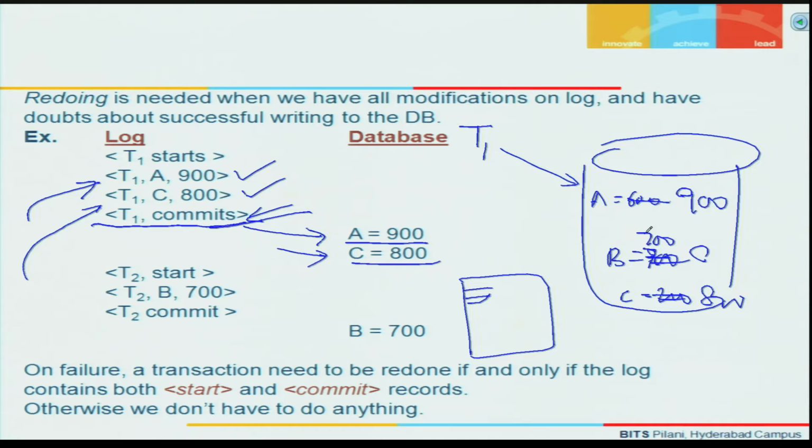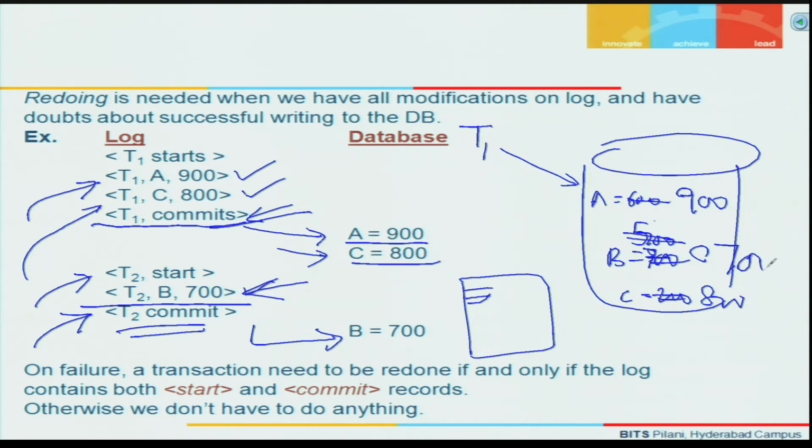Now T2 is started. When T2 is started, this record is inserted. T2 modifies the data item B; let us assume the old value is 500 and the new value is 700. Now it will not be updated in the database. First a record will be inserted into the system log, saying that T2 has modified B, the new value is 700. Only when the transaction T2 commits will the database update take place. Now this 500 will become 700, the new modified value of the data item B.